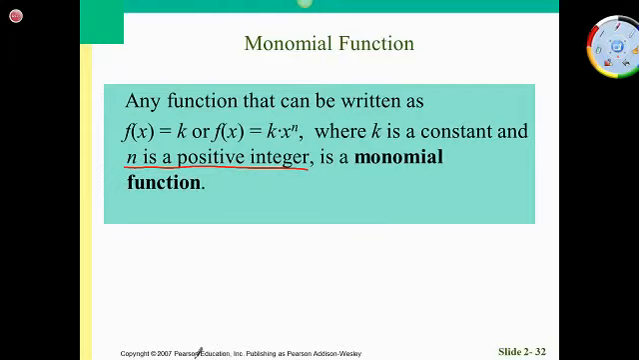This has to be an integer. Was x to the 1/4 a monomial function? No, why not? 1/4 is not an integer. It is a type of power function, but be specific. When I talk about monomial functions, I'm talking about x to the first, x to the second, x to the third, x to the fourth. Does that make sense?